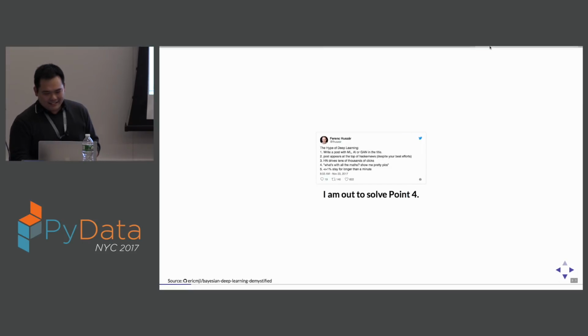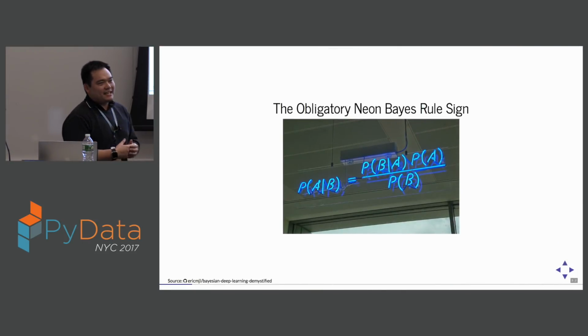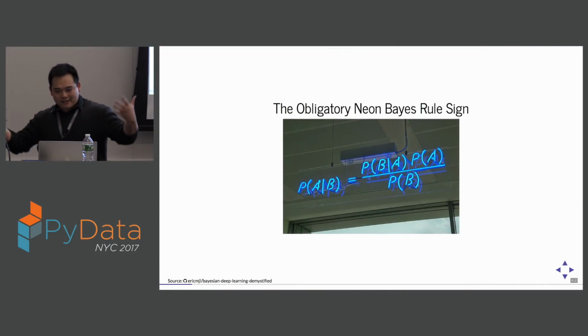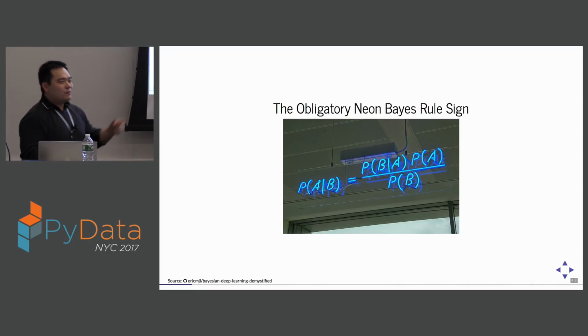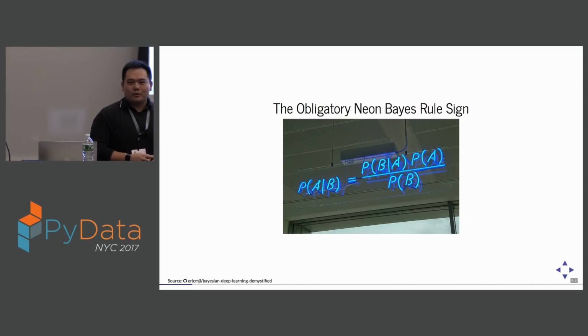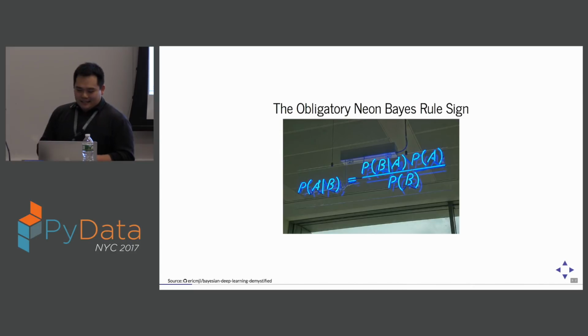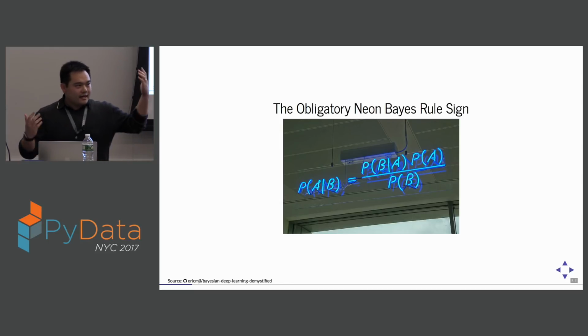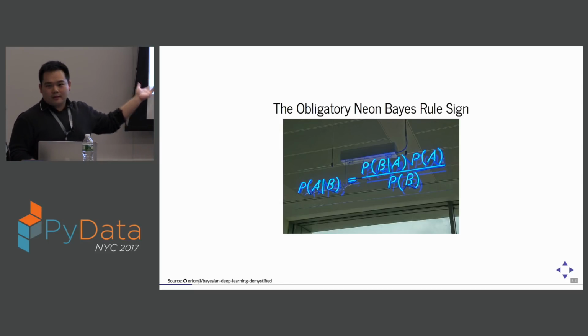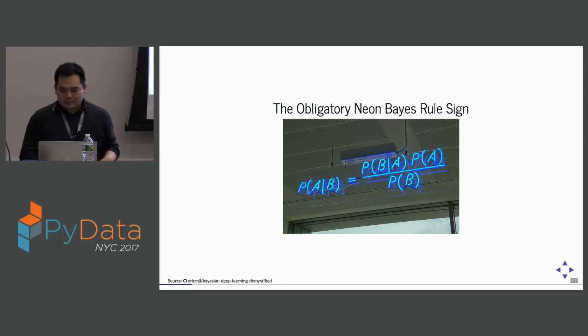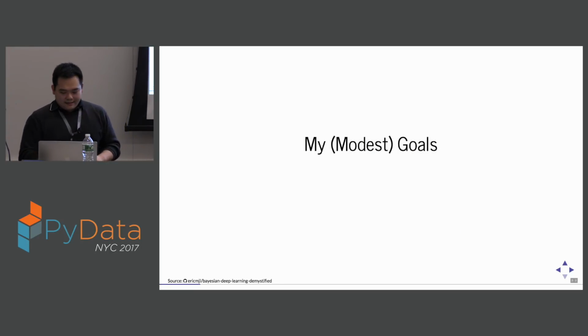All right. So this is a talk about Bayesian stats. And so there's always the obligatory neon Bayes rule sign. Bayes rule is from the Reverend Thomas Bayes. It's a way of inferring parameters given the underlying data. It lives as a neon sign in someone's office. That's as much about the Bayes rule that I'm going to talk about, because this is the obligatory Bayes rule slide.